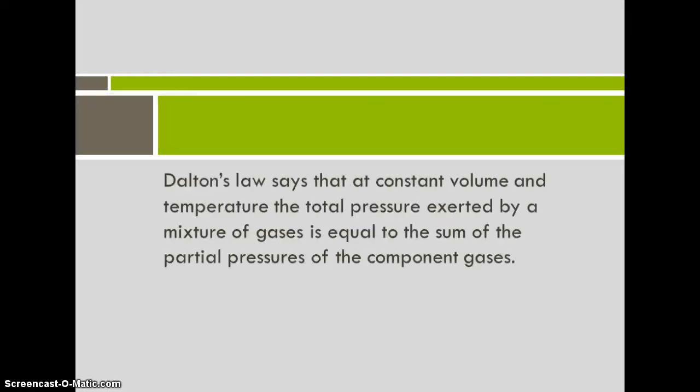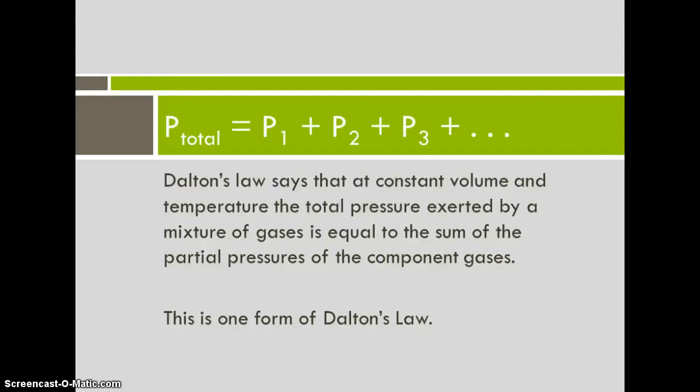So Dalton's law says that at constant volume and temperature, the total pressure exerted by a mixture of gases is equal to the sum of the partial pressures of the component gases. This is just one form of Dalton's law, so we're going with the easiest one here. It's P total, your total pressure, equals P1 plus P2 plus P3, plus however many partial pressures you have. So the sum of your partial pressures is going to equal your total pressure.